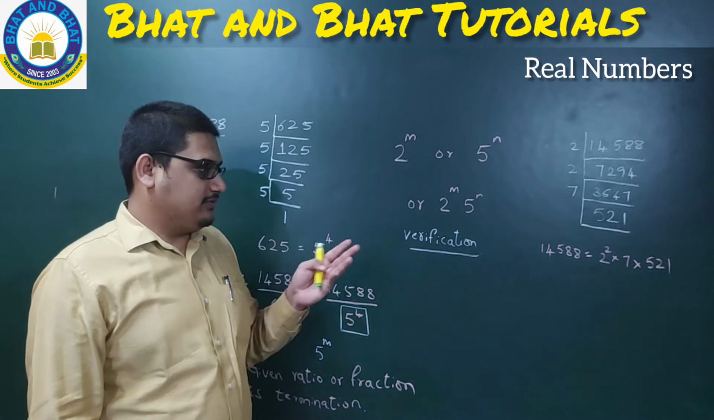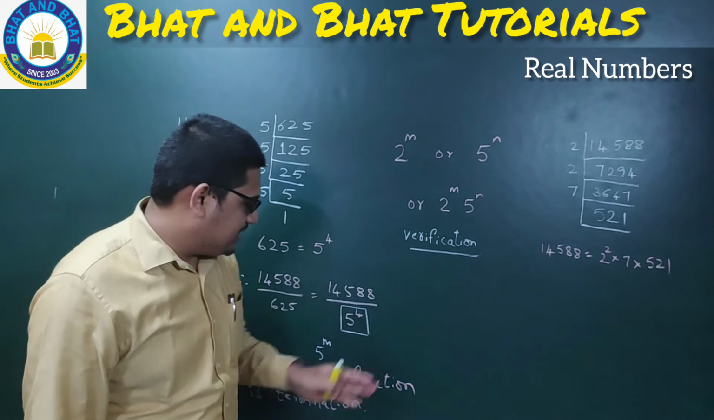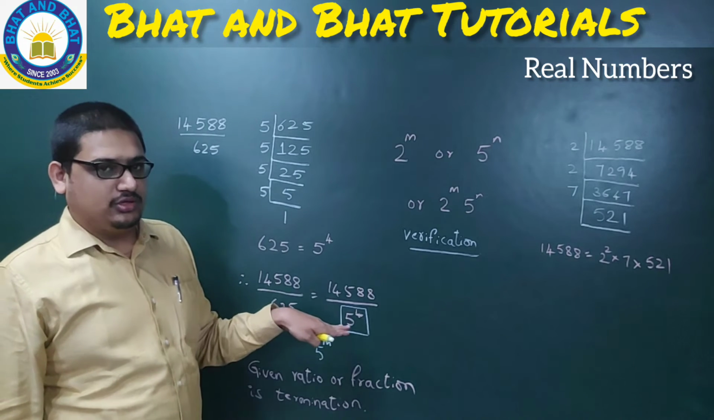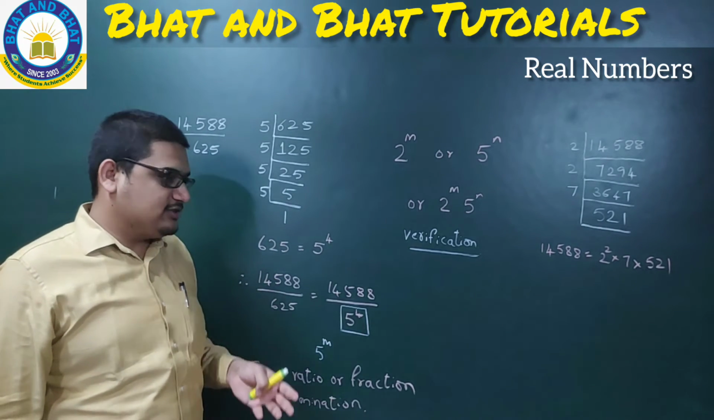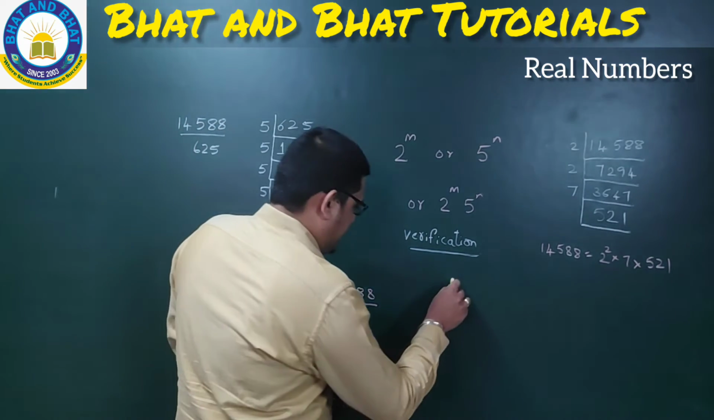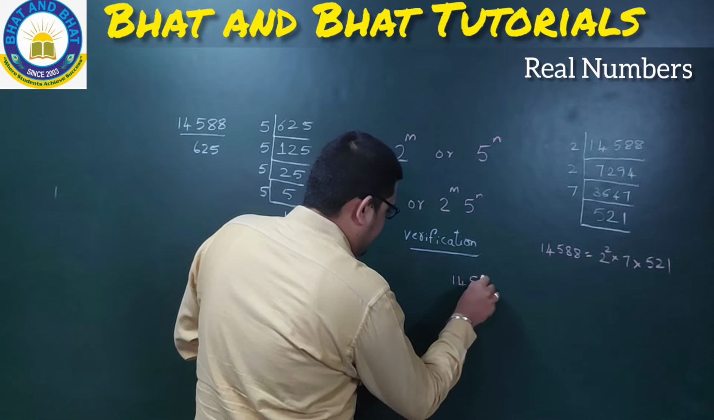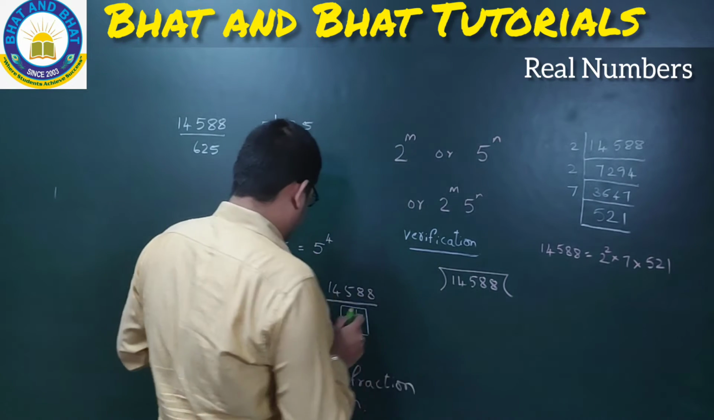Okay. So once we observe that there is no common factor for the numerator as well as the denominator, there is no way of cancelling. So I should go for actual long division. So what does actual long division mean? Now I should take 14,588 divided by 625.